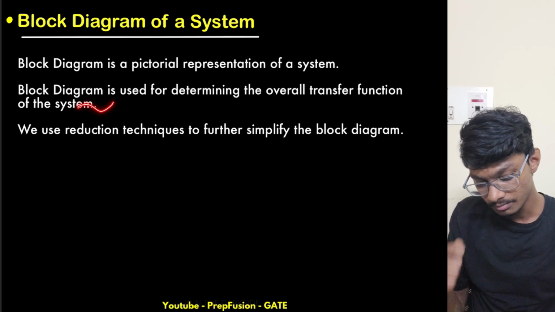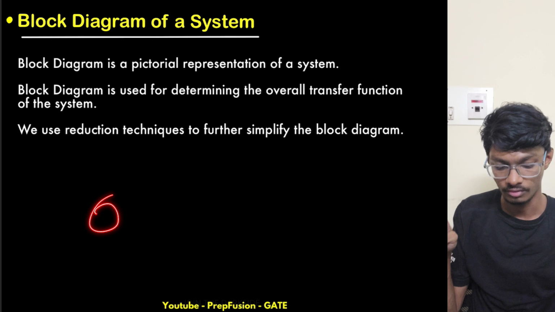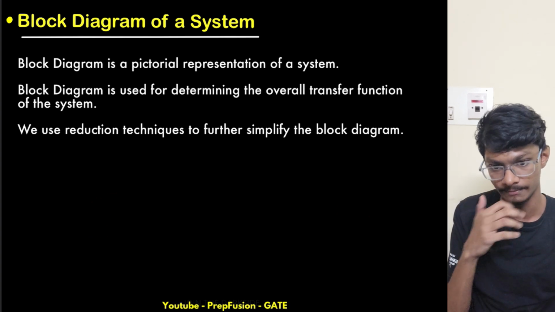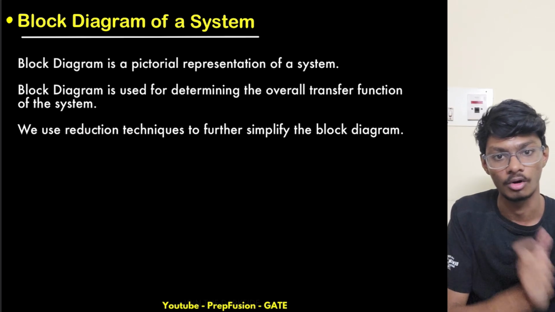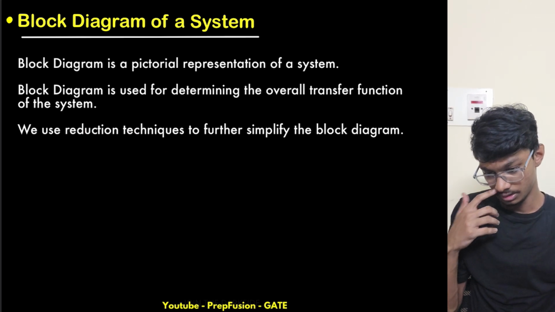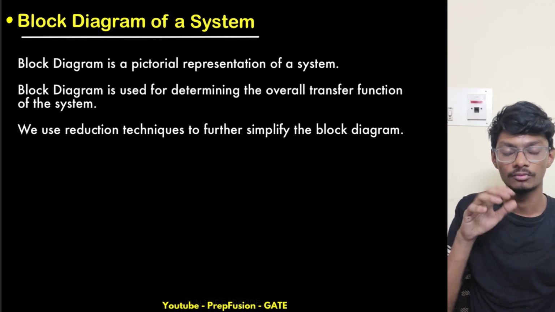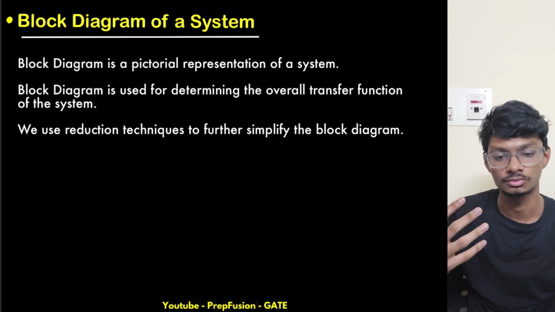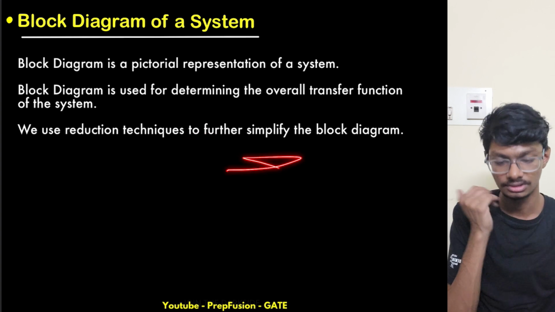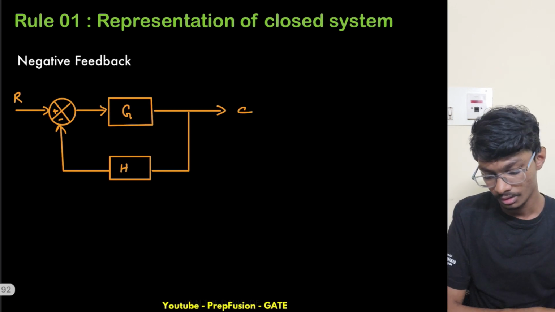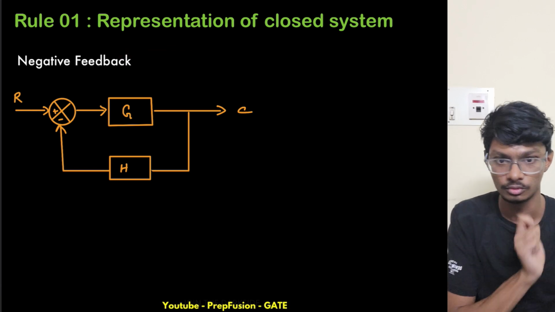Block diagram reduction technique is used for determining the overall transfer function of the system, overall ratio, right. We will use reduction techniques to further simplify the block diagram. One thing to note here is that we'll have a few sets of rules, okay, but don't worry, we will not have to remember those rules. I will tell you how to reduce a block, right, how to further simplify the block diagram, okay, that I will tell you. So first rule is the representation of closed loop system.